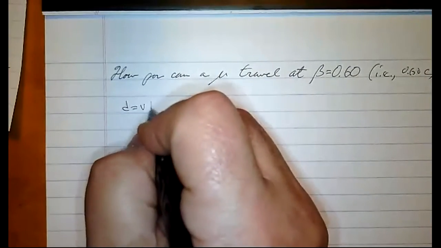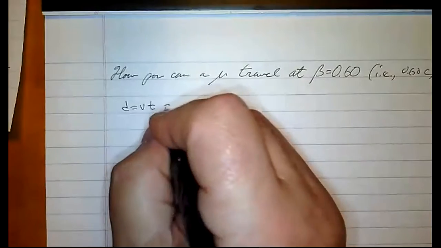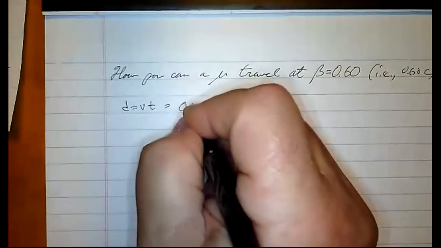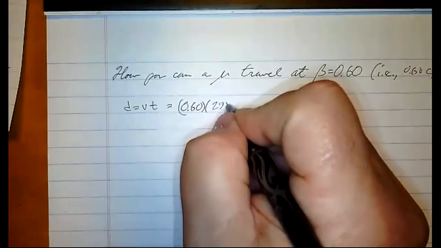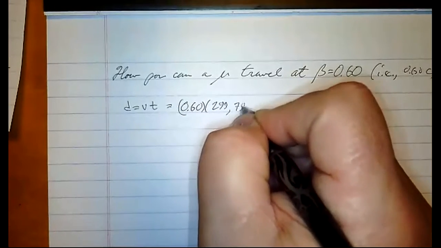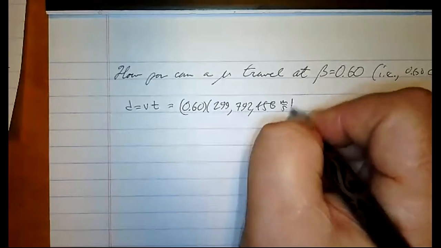Okay, so that's our question. How far can it go? Well, distance equals velocity times time. If you ignore relativity, that should be it. So I'm going to say 0.60 times, remember the speed of light is technically 299,792,458 meters per second exactly.